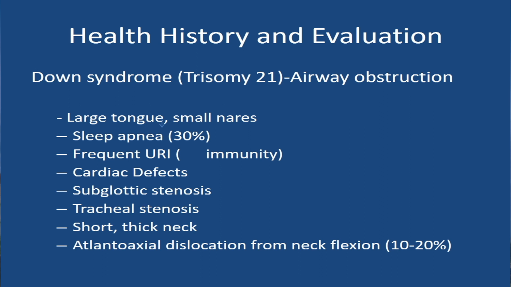Do they have frequent URIs, or are they pretty prone to having URIs? Do they have any cardiac defects? Many children that have trisomy 21 do have cardiac defects. They have a heart murmur. Either it's a significant heart murmur and they're premedicated for it, or they're not.